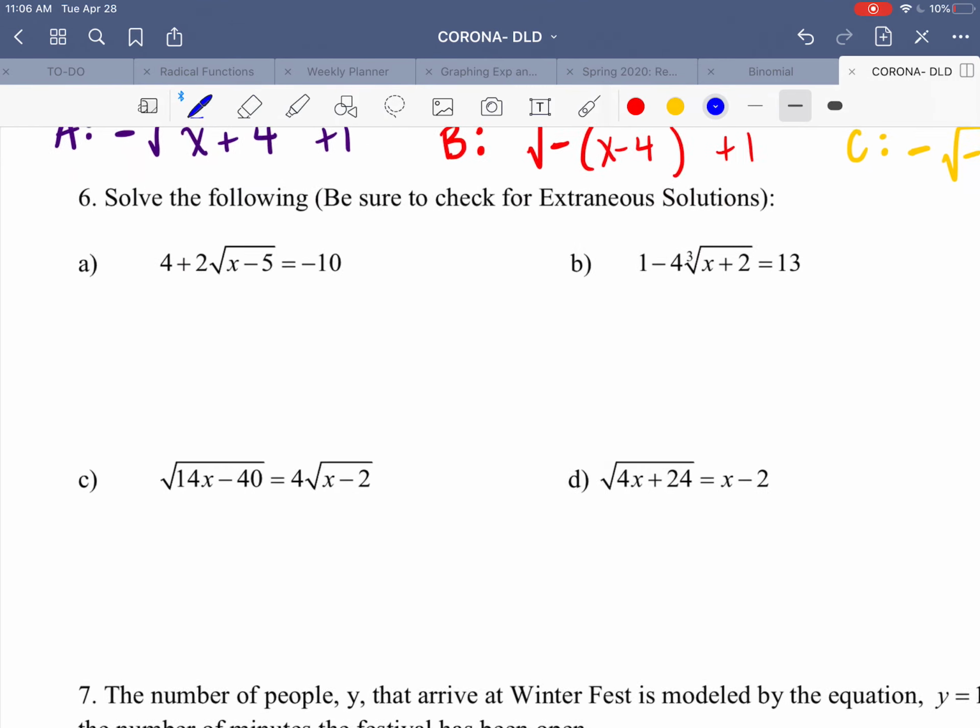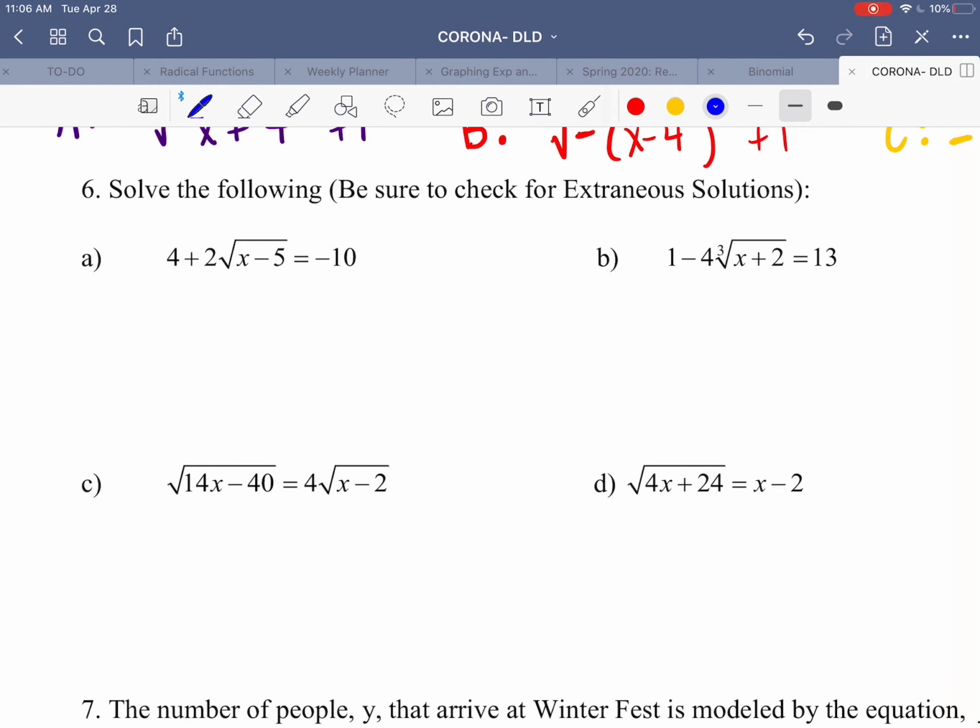All right, so next we're going to be solving. When we're solving, the biggest thing is you have to make sure that you do not have any extraneous solutions. I know this is a little while back, so you're going to have to remember all those rules of solving and extraneous solutions and what it means to be an extraneous solution. So let's start working through these problems.